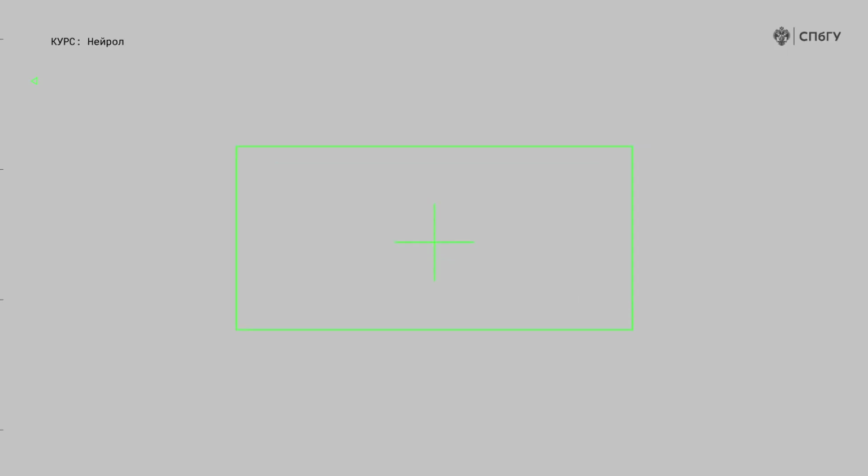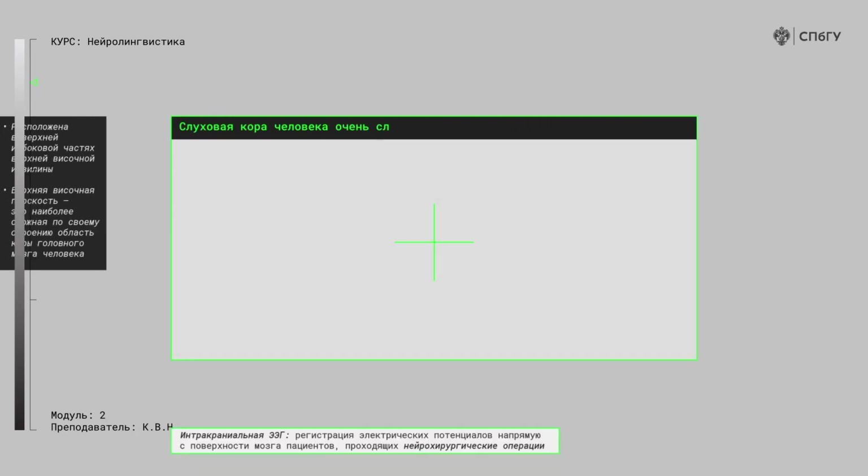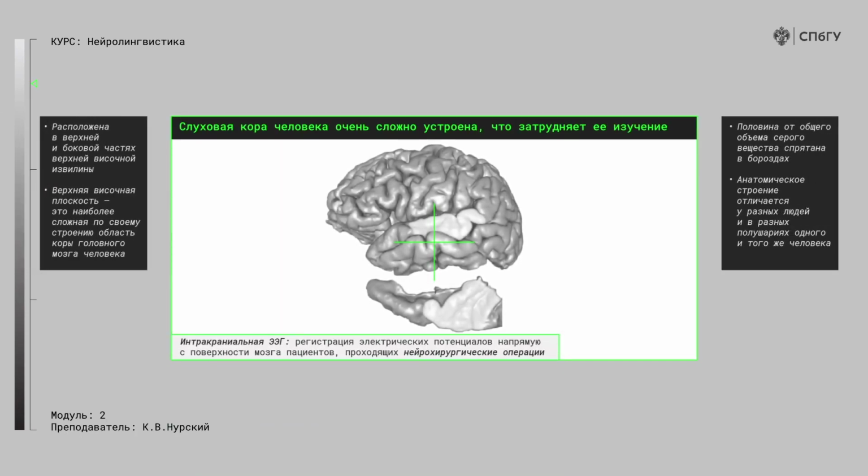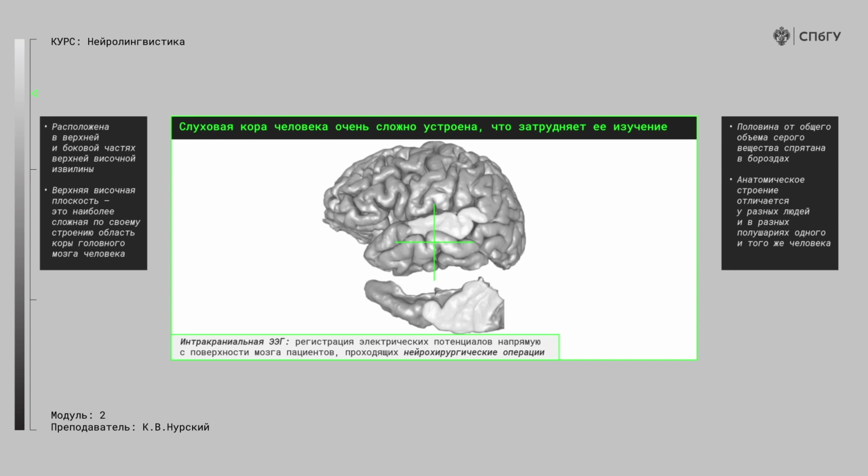Why is this so? Auditory cortex in humans is located on the superior and lateral aspects of the superior temporal gyrus. The superior aspect of the superior temporal gyrus is termed superior temporal plane. It is the most structurally complex surface of the human cerebral cortex. Half of the gray matter within the superior temporal plane is hidden within its sulci, which of course makes the study of it even more complicated.